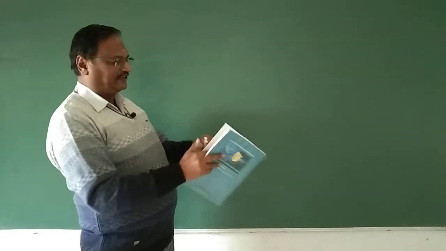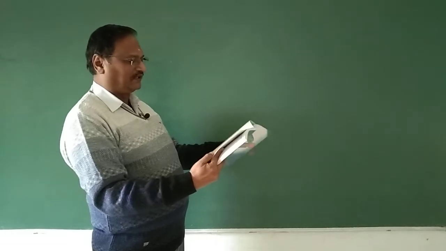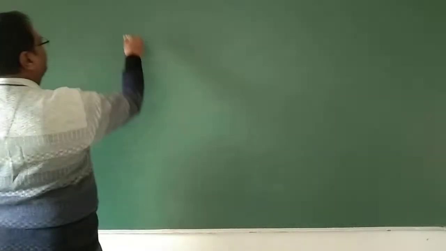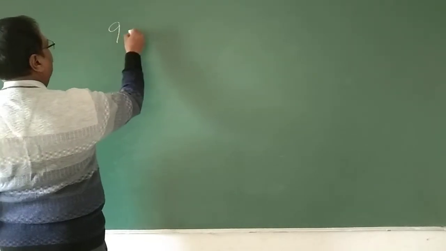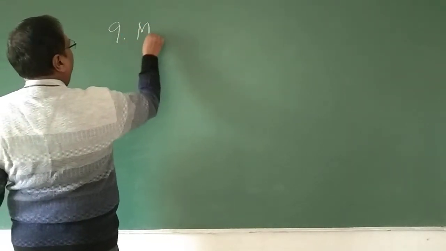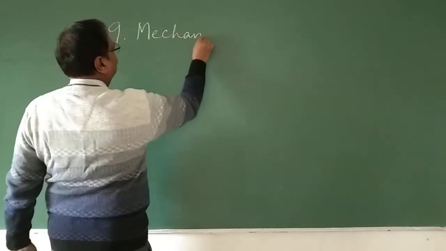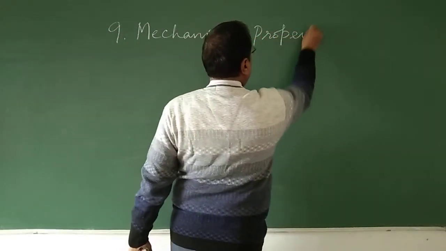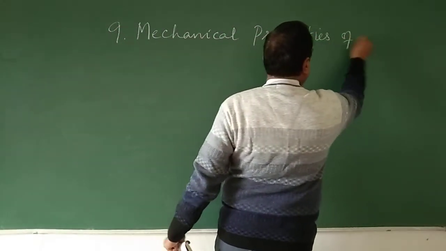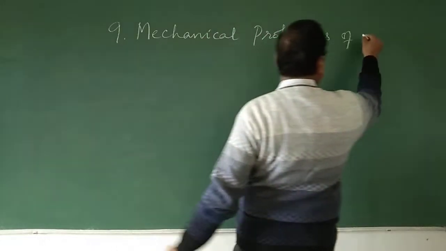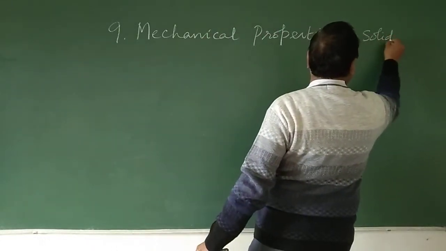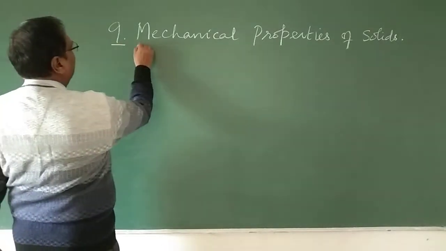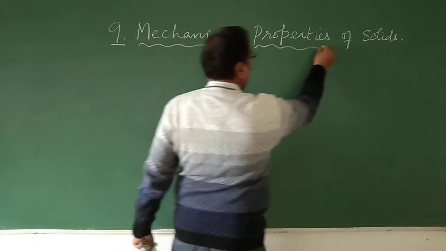I am starting with the 9th chapter, Mechanical Properties of Solids. That is the 9th chapter in NCERT textbook. This is more about solids. So, you know, states of matter 3. So, we start with here, mechanical properties of solids.